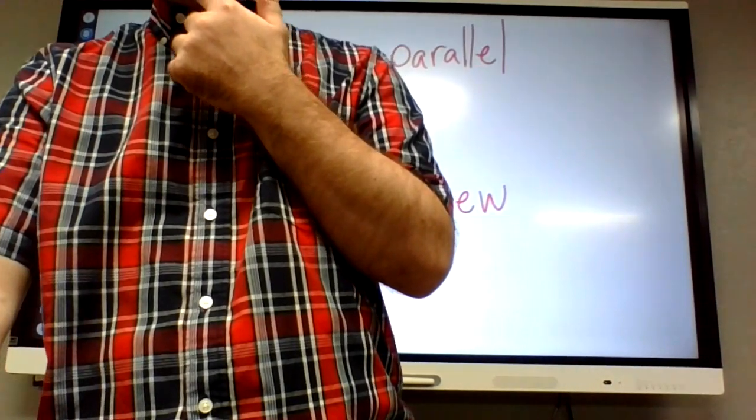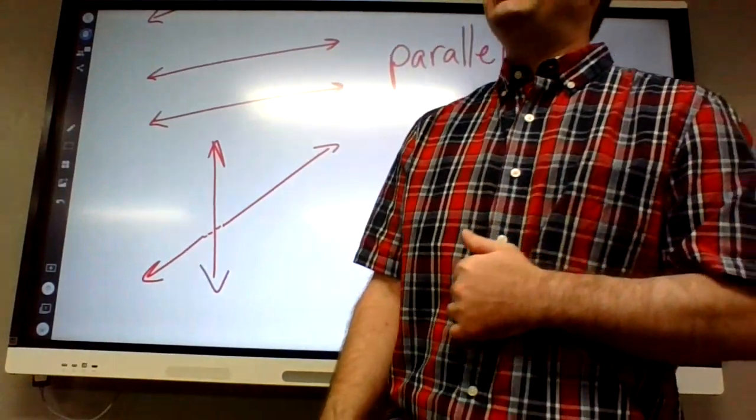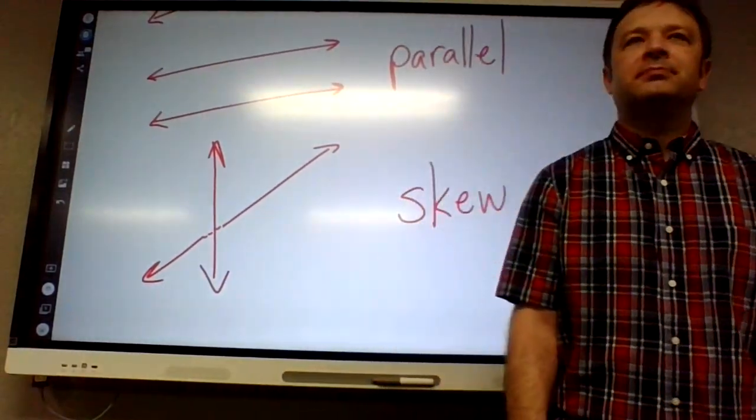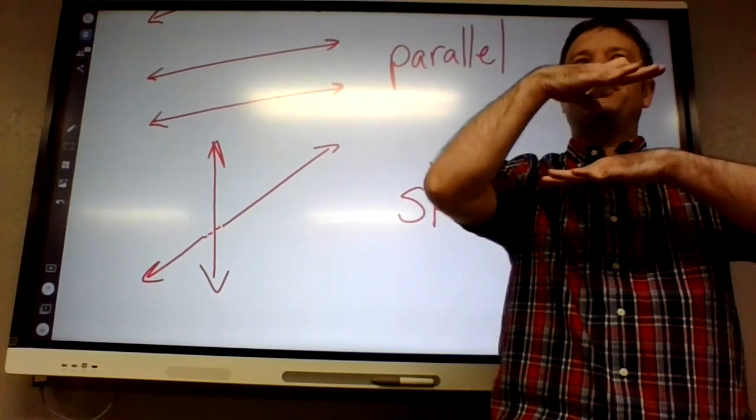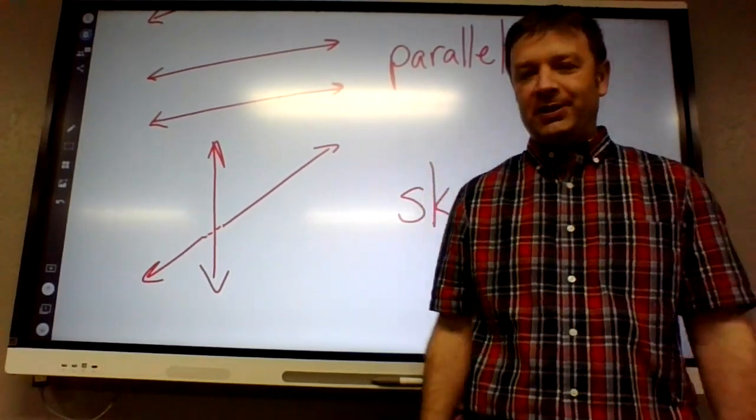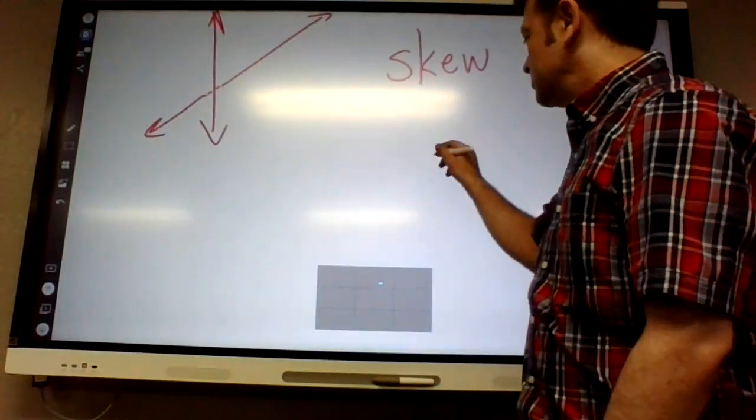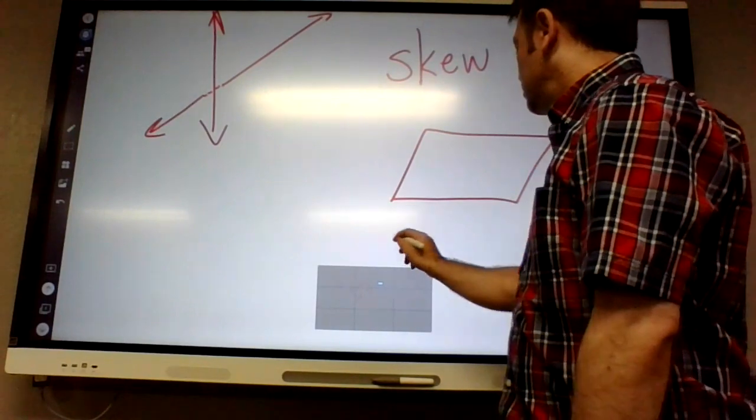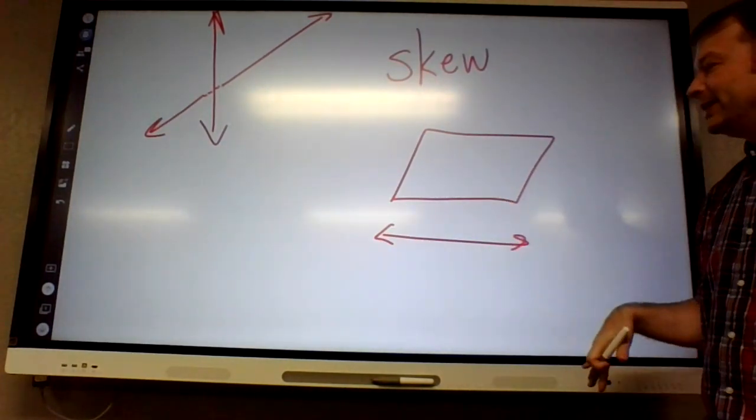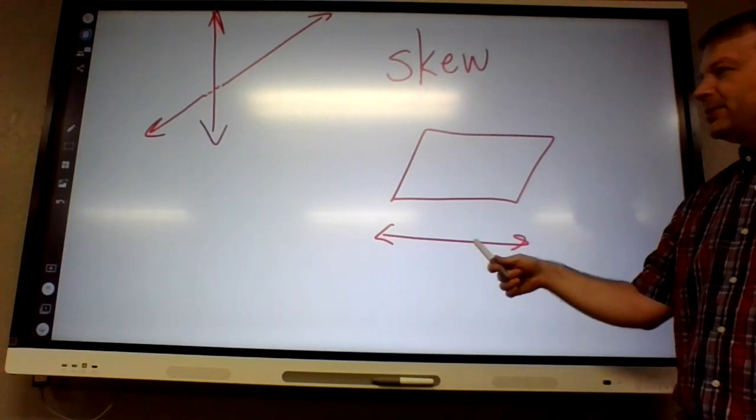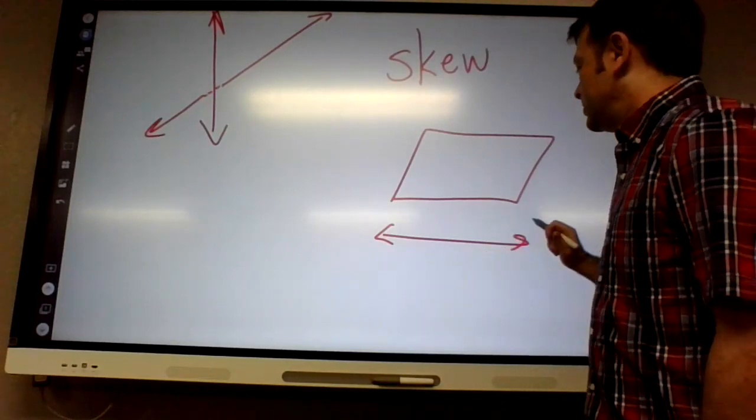Can planes be parallel? Think about it. Think of a sandwich, pieces of bread. Can planes be parallel? Yes, they can. Can a plane and a line be parallel? Yes, they can. Basically, if a line is on a parallel plane, it's going to be parallel to the other plane.